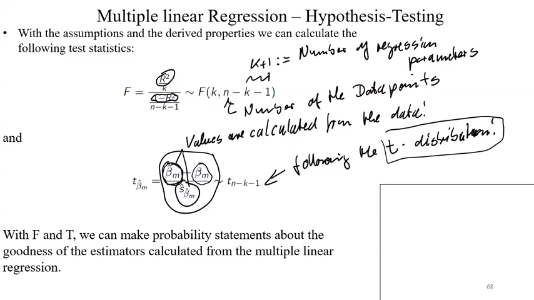So if our sample has a size of 100 and we are fitting, as we have done in our example, for 3 parameters, then we have 100 minus 3 minus 1, so 100 minus 4. And we find this number also in our t-distribution.